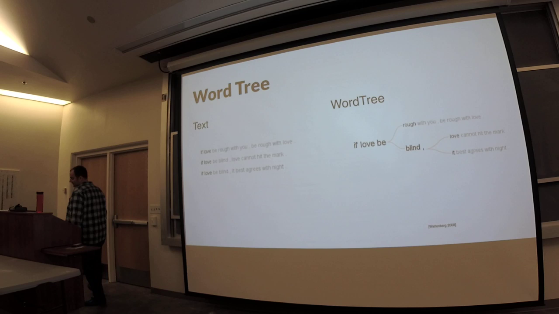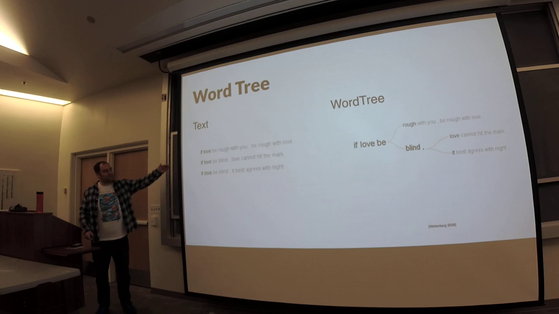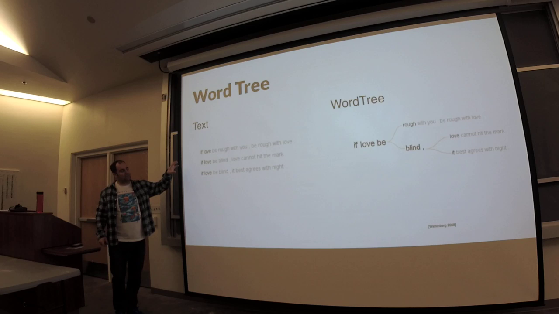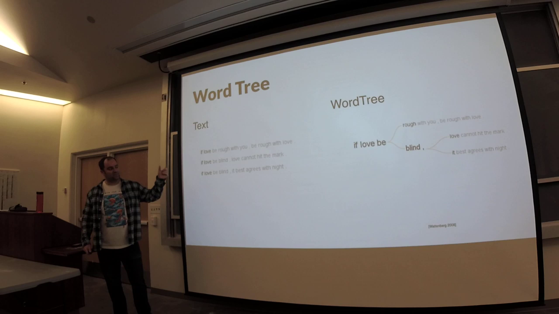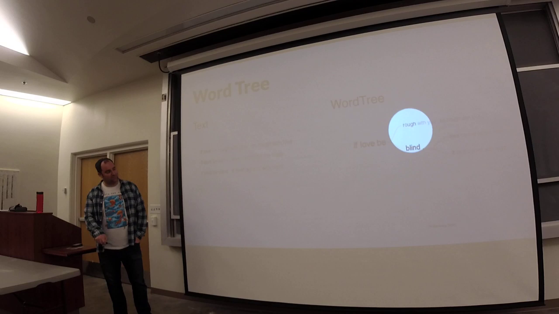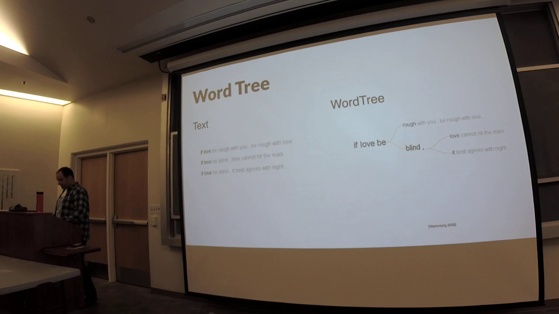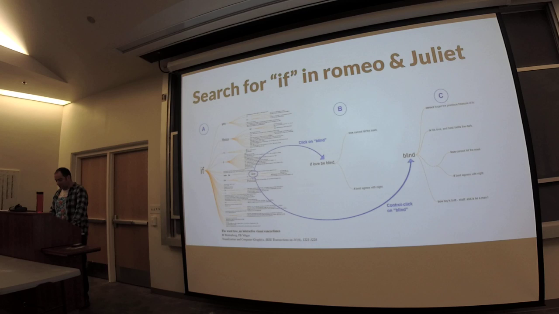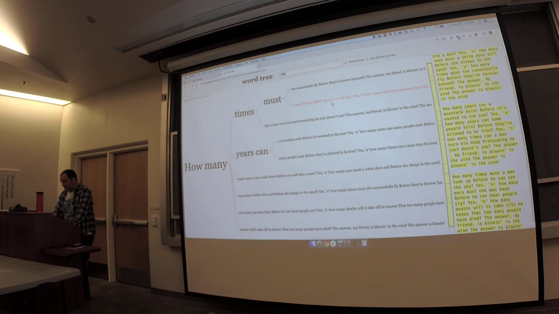Another idea is a word tree. Again, fairly simple, and this is mostly useful for text that has some kind of repetitive structure, like poems or songs very frequently. So if we have a text like this, if love be rough with you and so on, if love be blind, if love be blind, it takes the shared structure between sentences and scales it by the number of instances. Then you see if love be is larger, and then you branch off into rough or blind, and you see that blind is a little bit larger, so it occurs more frequently than rough, and so on. This is again from the same group, Wattenberg and Viégas, around the same time as Wordles.